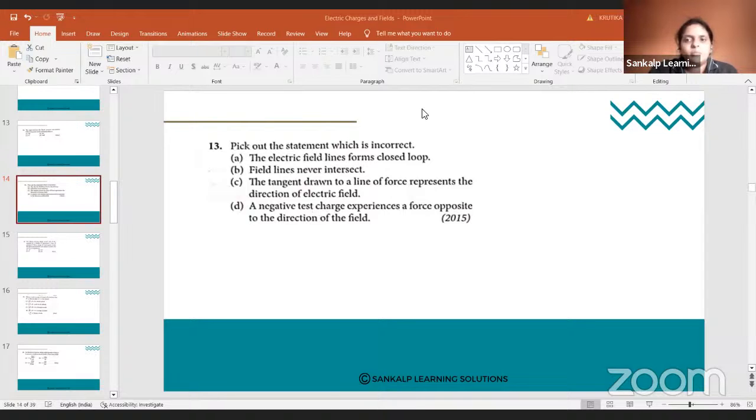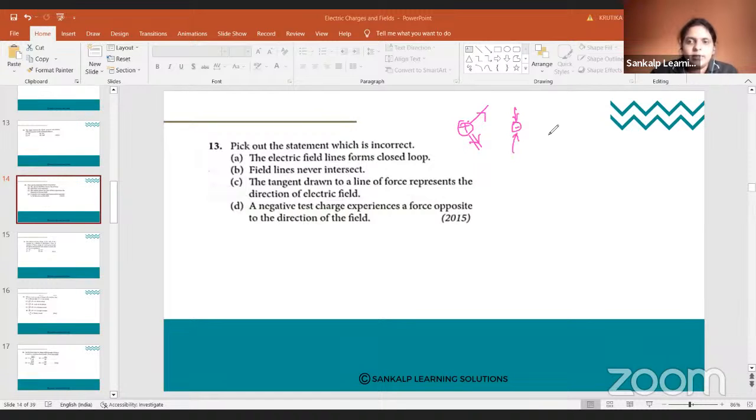Right? So in electric field lines properties, what do we study? That is, the electric field lines start from the positive terminal and end at the negative terminal. That is the first property. Second property, if there is only one single isolated charge, suppose you have one single positive charge, the field lines will be outward in direction. Suppose you have a negative charge, the field lines will be inward in direction.